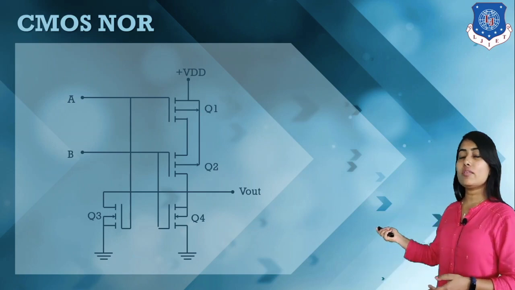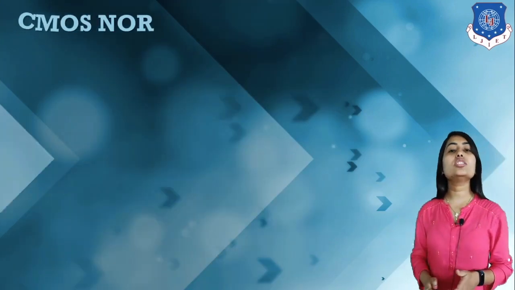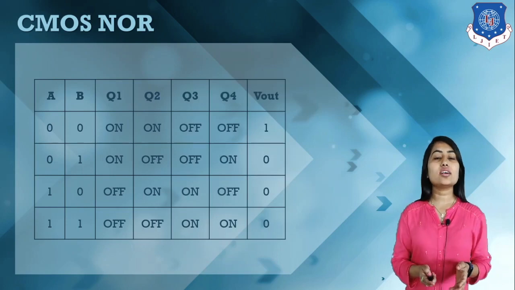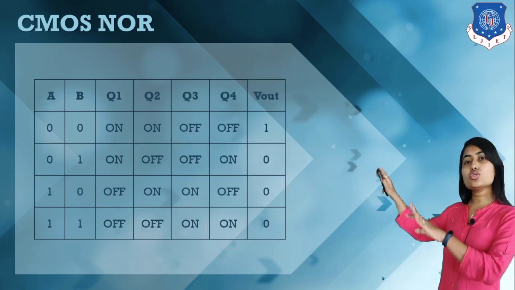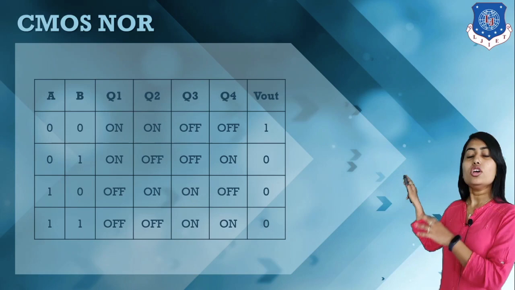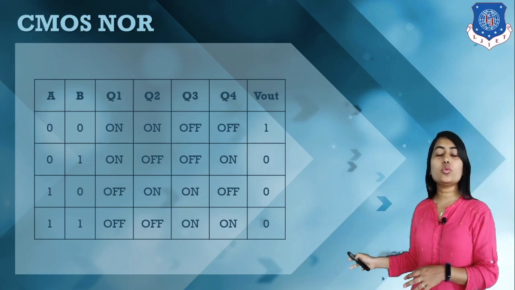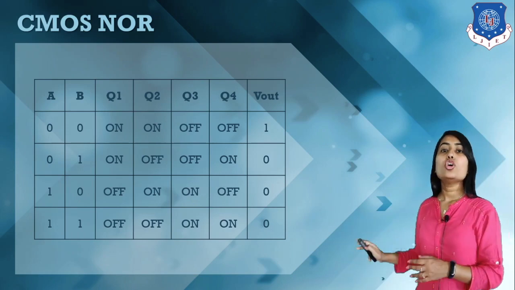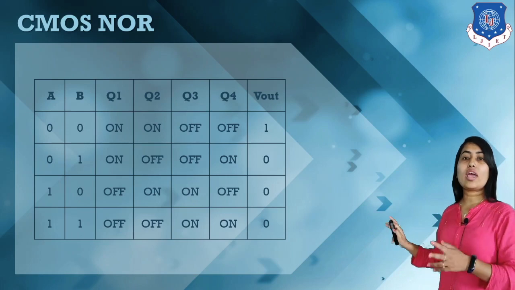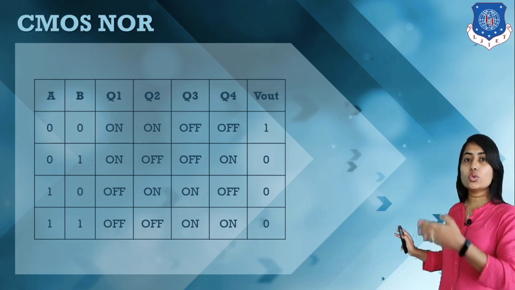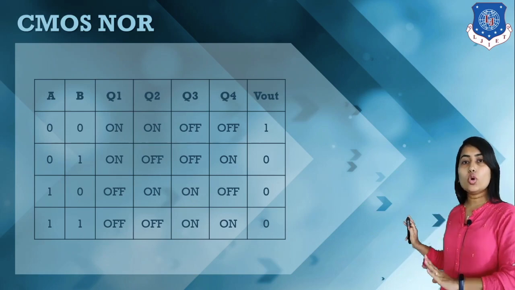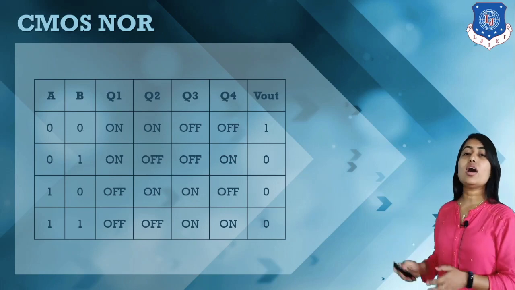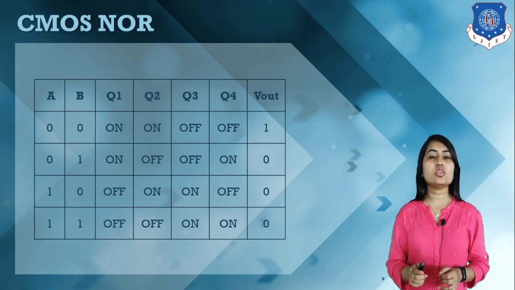So here we have a table showing how the CMOS NOR gate circuit works. When the inputs are 0 0, at the output side we have a 1. But when any of the inputs is 1 or both the inputs are 1, Q3 or Q4 is off, and due to the serial connections we have no path to flow, so we have an output of 0. So this is how CMOS NOR logic works.